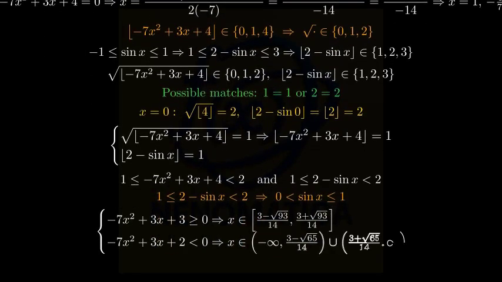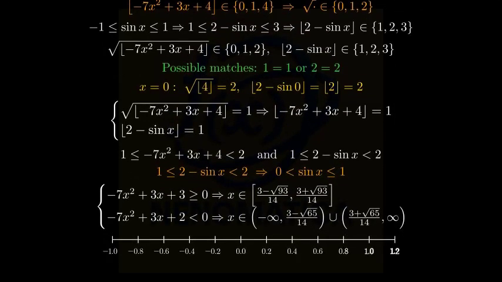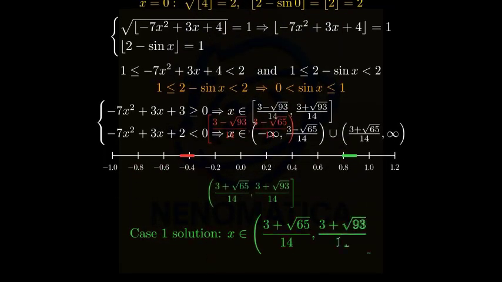Now we translate the left side into two quadratic inequalities, negative 7x squared plus 3x plus 3 greater than or equal to 0, and negative 7x squared plus 3x plus 2 less than 0. The first inequality holds between its roots, and the second holds outside its roots. Their combination yields two short x intervals inside our domain, from approximately negative 0.47 to negative 0.36, and from about 0.79 to 0.90. Applying sine x strictly positive eliminates the negative interval, so the valid x range for case 1 is from 3 plus square root 65 over 14 to 3 plus square root 93 over 14, open on the left and closed on the right.